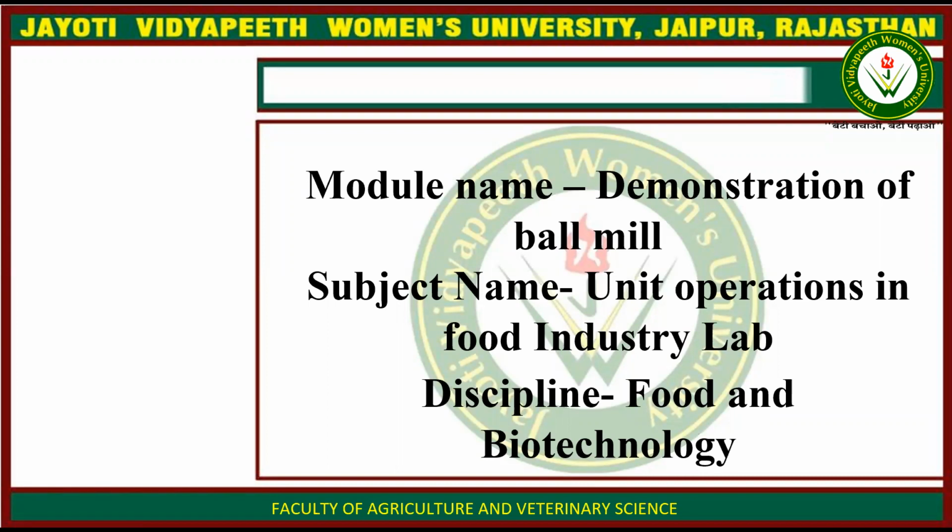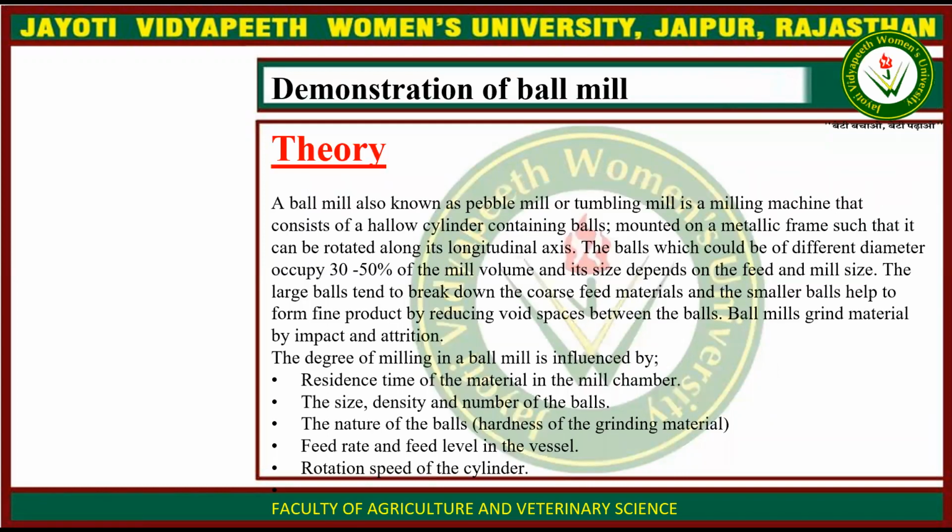Today I am teaching you a demonstration of the ball mill, and the subject name is Unit Operations in Food Industry Lab, and the discipline is Food and Biotechnology. A ball mill is also known as a pebble mill or tumbling mill, and it is a milling machine that consists of a hollow cylinder containing balls mounted on a metallic frame such that it can be rotated along its longitudinal axis.